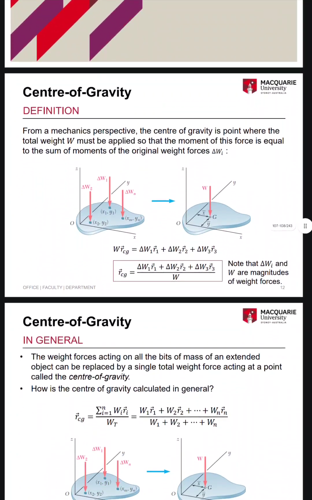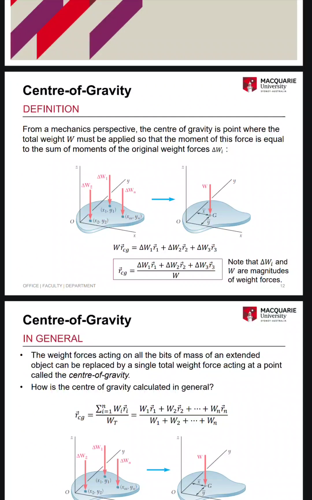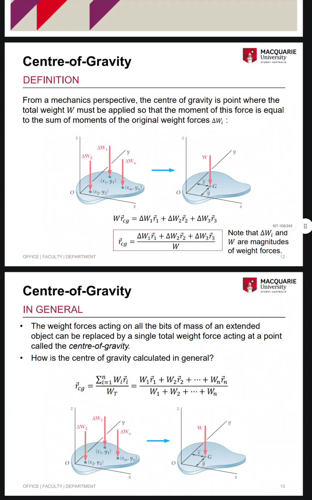Center of gravity. Definition from a mechanics perspective: the center of gravity is the point where the total weight W must be applied so that the moment of this force is equal to the sum of moments of the original weight forces, delta W_i. W R_CG equals delta W1 R1 plus delta W2 R2 plus delta W3 R3. So R_CG equals delta W1 R1 plus and so on, divided by W. Note that delta W_i and W are magnitudes of weight forces.